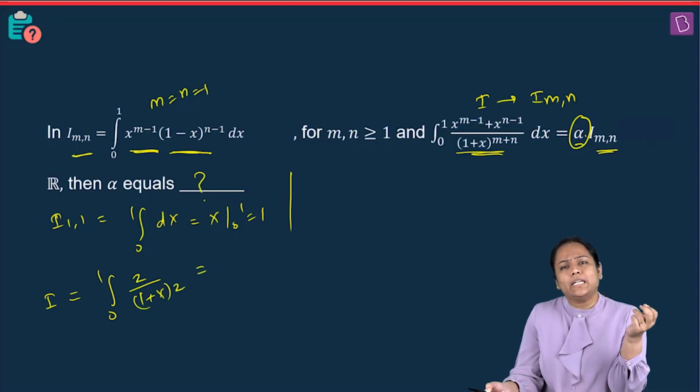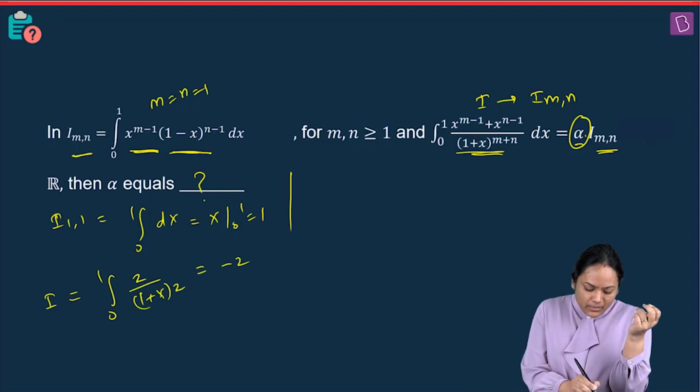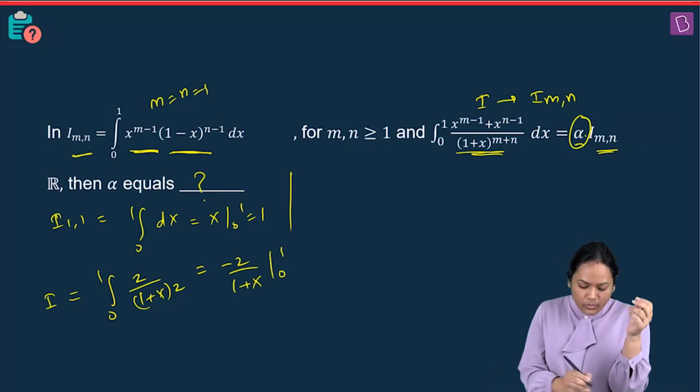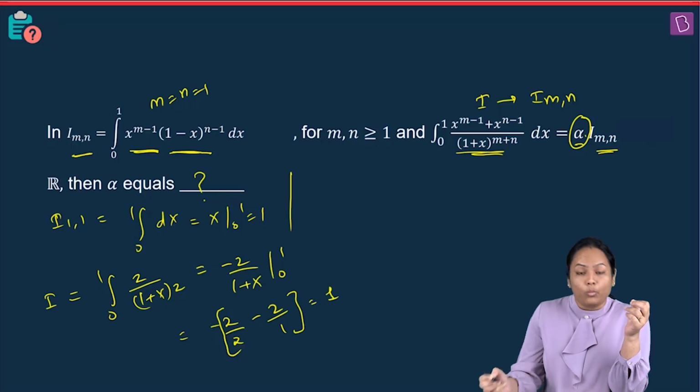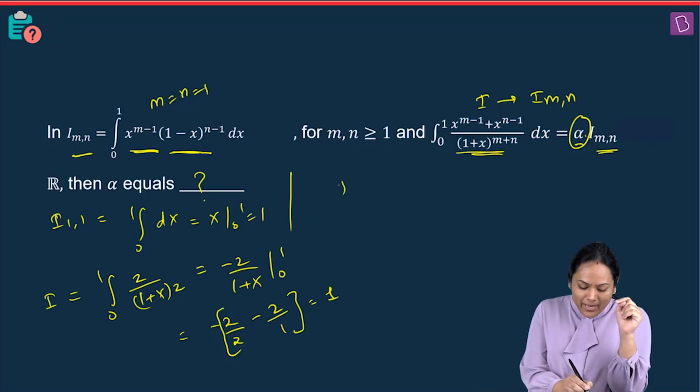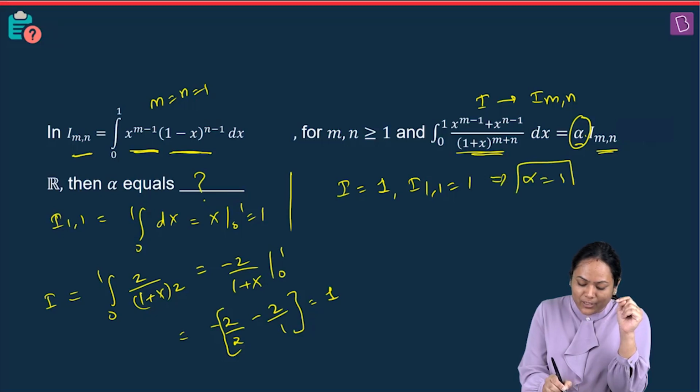Well, you know what is the integration of this, right? It's minus 2 divided by 1 plus x. When I substitute the values 0 and 1, it's going to give me minus 2 by 2, and then I'll have minus 2 by 1. So this value will come out as 1. That means my I is 1. My I_mn, or in this case I_1,1, is again 1. So that has to give the alpha value as 1.